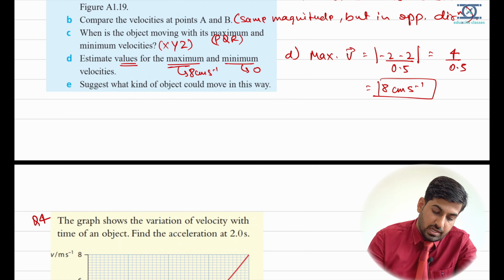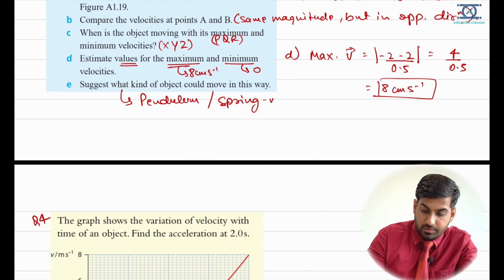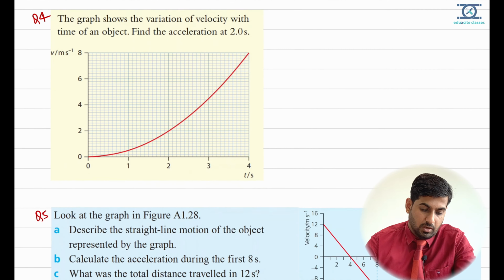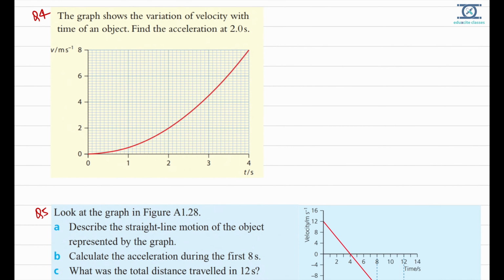And suggest what kind of system, as I mentioned, you can say a pendulum or you can say a spring mass system. Both are correct. Okay. Now pause the video for question number 4.